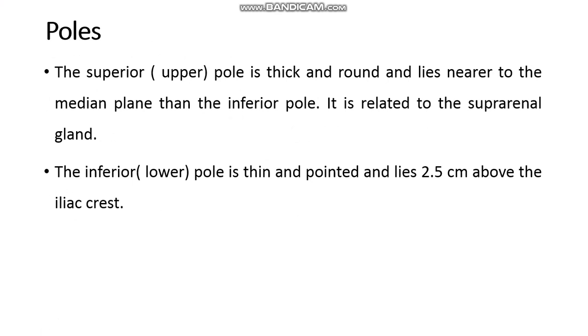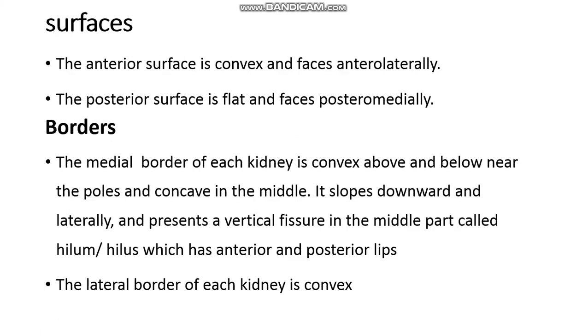The adrenal glands are present on the upper pole of both kidneys. But regarding the inferior pole, it is just opposite to the superior pole. It is thin and pointed and it lies 2.5 cm just above the iliac crest.